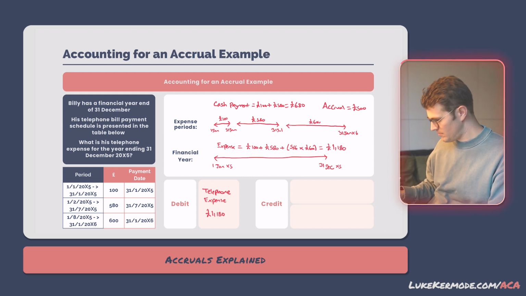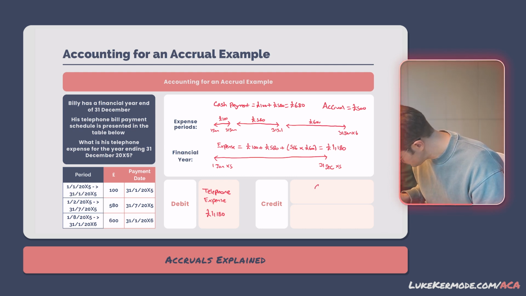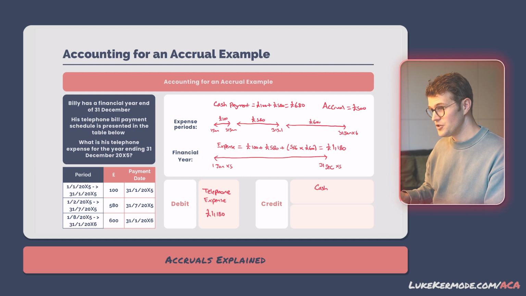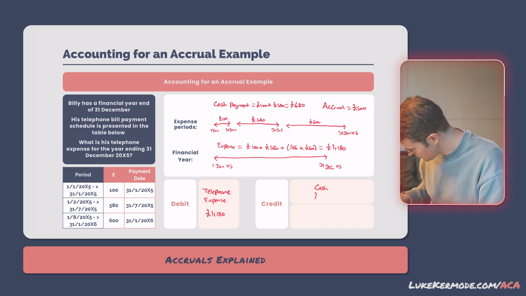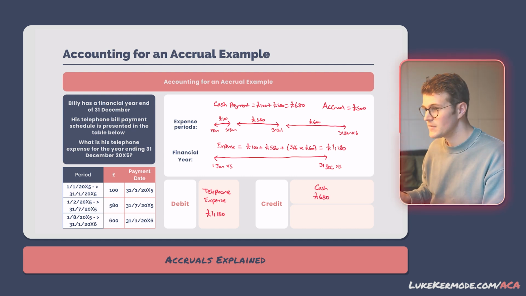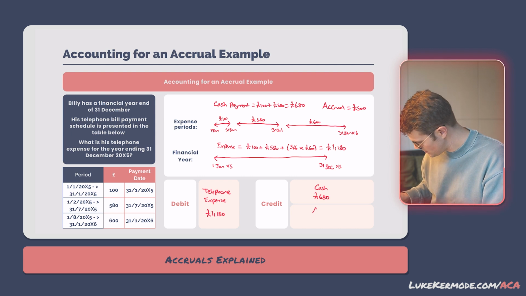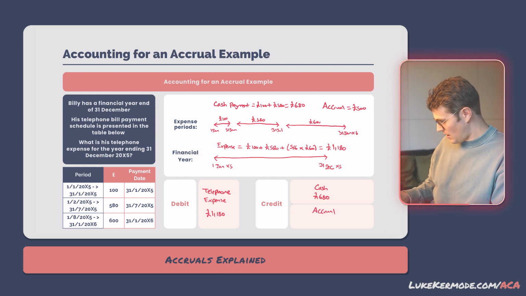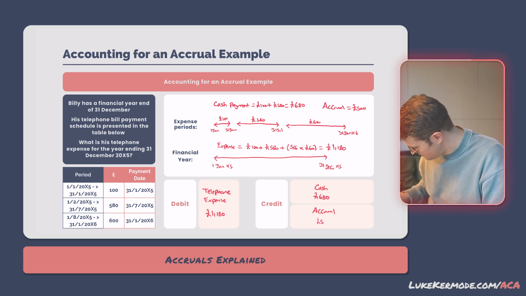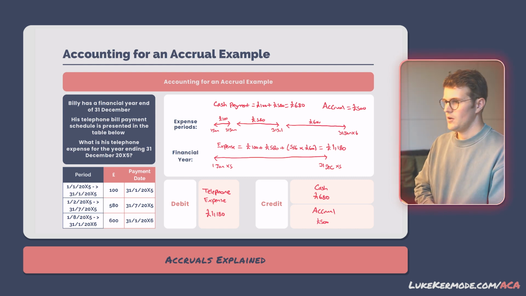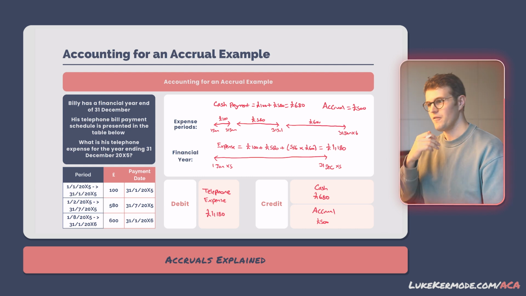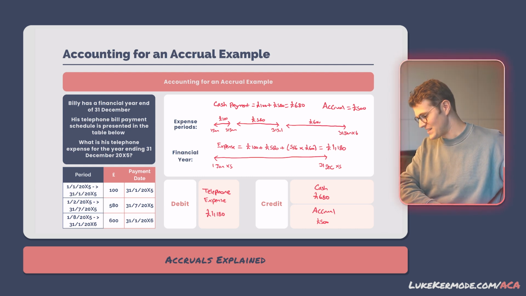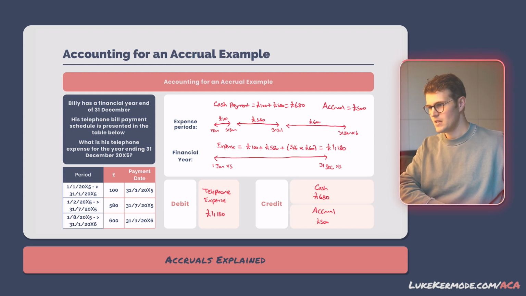We credit cash for the amount of that telephone expense which was actually paid for during the period. So we credit cash by £680, and we also need to credit accruals because we have a £500 amount which represents part of the telephone service which the business has benefited from but not yet paid for as at the 31st of December or year end.